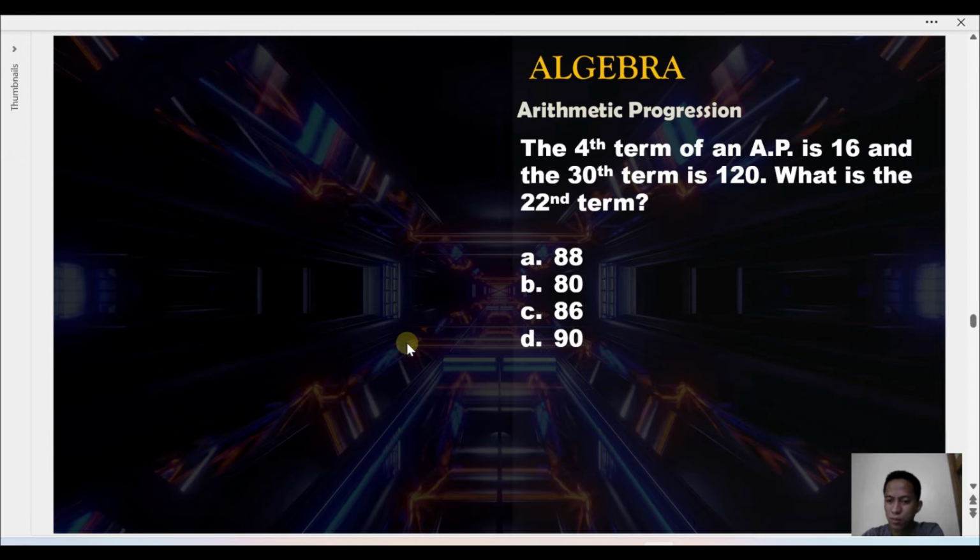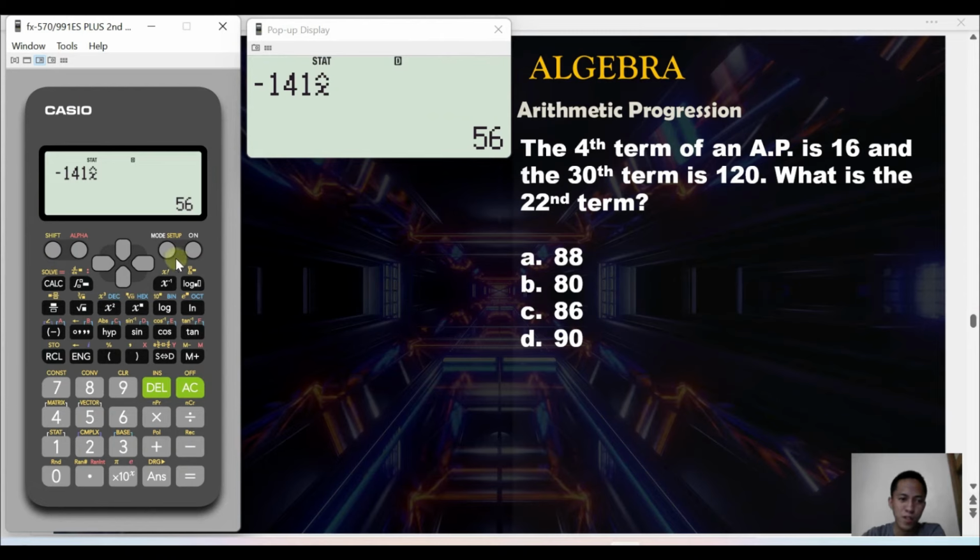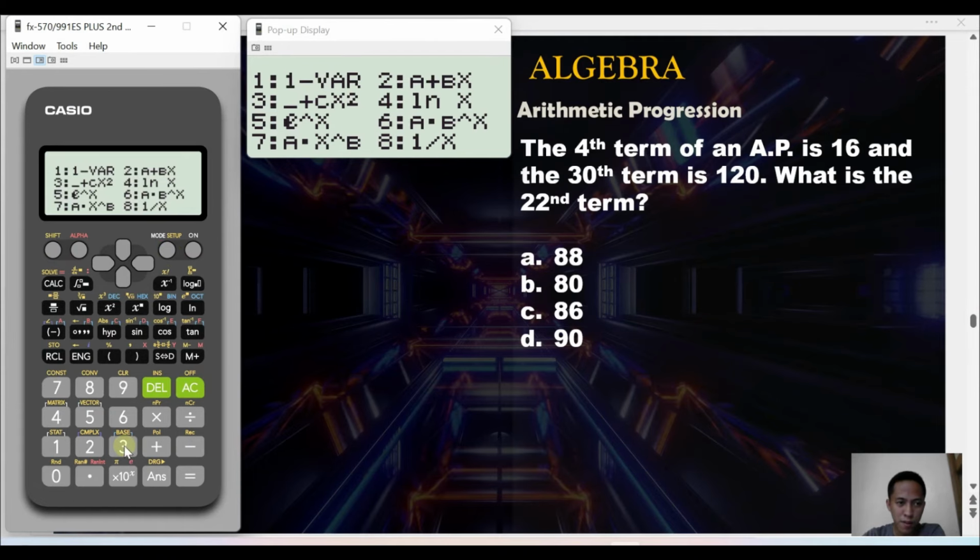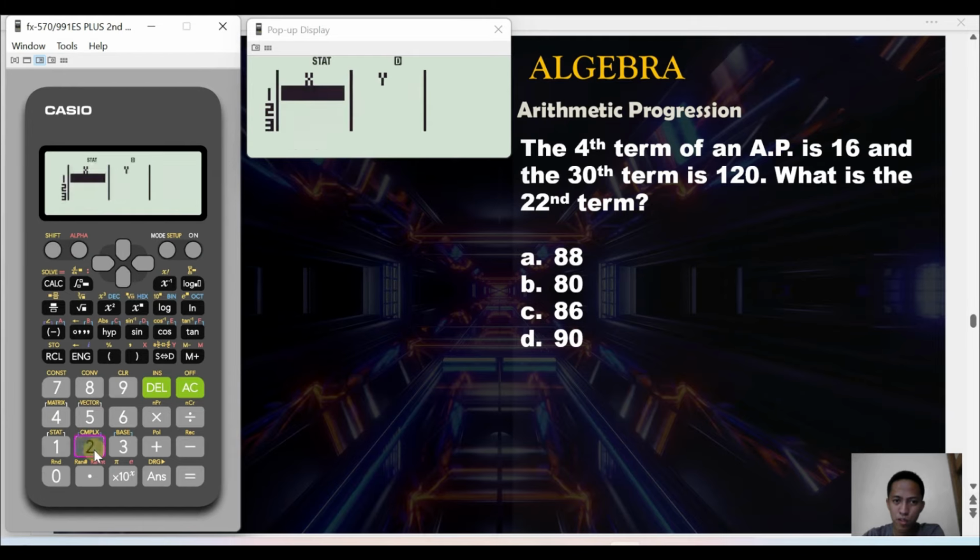Okay guys, so the fourth term of an arithmetic progression is 16 and the 30th term is 120. What is the 22nd term? Okay, so mode again, mode stat. Okay, number 2 for progression arithmetic. Then for that, the fourth term is 16, equals, and we have the 30th term equals, that is 120. Okay, equals. So, what is the 22nd term?